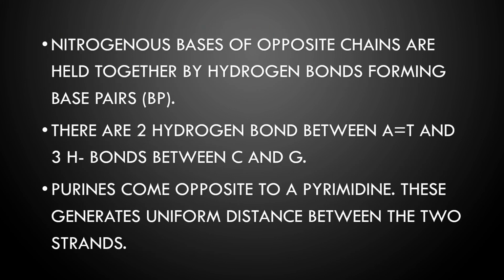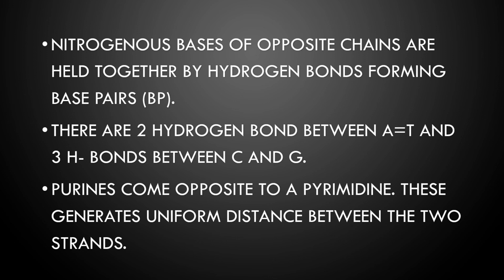And in the helix, nitrogenous bases of the opposite chains are held together by hydrogen bonds, and they form the base pair. Okay, when a hydrogen bond is formed between two nitrogenous bases, that is called a base pair. So two hydrogen bonds are present between A and T, and there are 3 hydrogen bonds between C and G. Okay, double bond between A and T and triple bond between C and G.